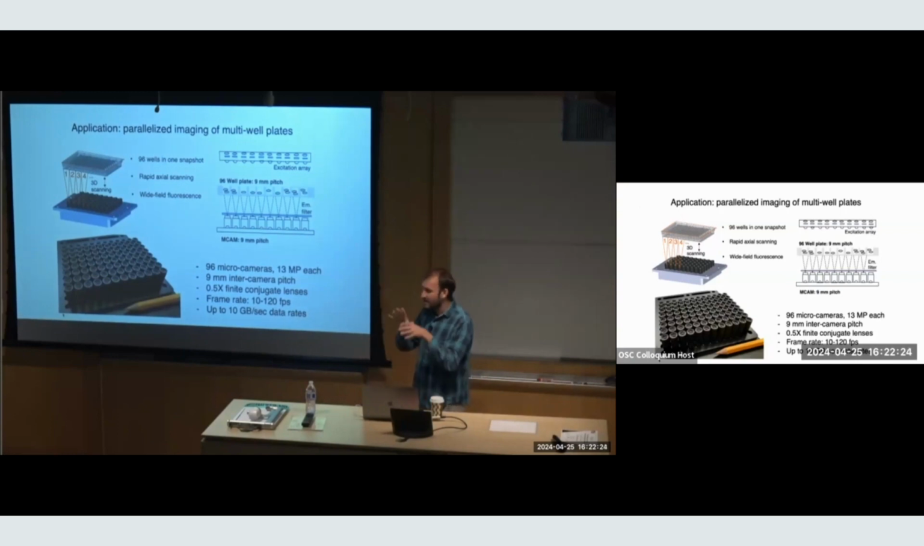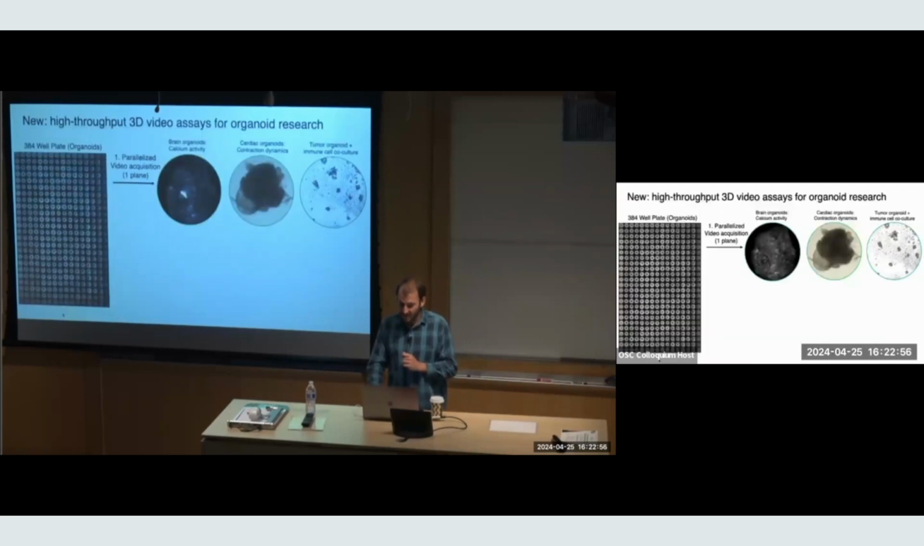The lenses we designed, because this is an optics group, we've designed a few different lenses. The ones shown here are 0.5x finite conjugate lenses, which are actually pretty nice. I think they have like 9 elements in them. And they work really well. The frame rate in this design is between 10 and 120 frames per second. And we were able to increase the data rates in this updated work to 10 gigabytes per second. A little bit better. And this is just an example of some of the stuff we've been imaging.